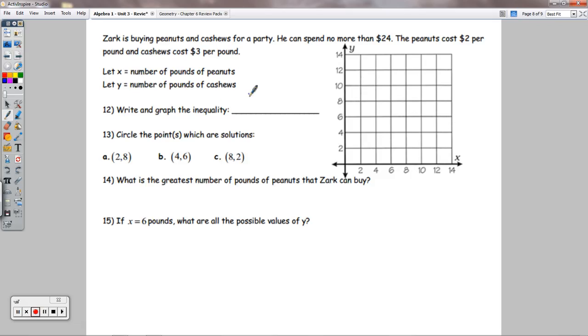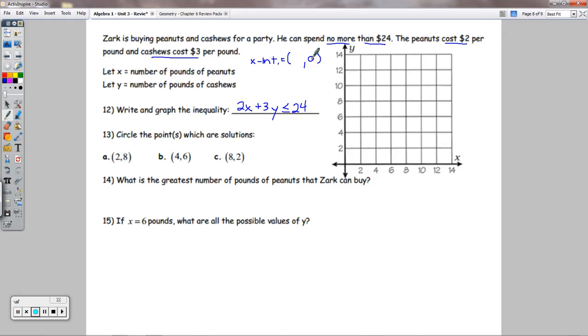So write and graph the inequality. Peanuts cost $2 per pound, cashews $3 per pound. He can't spend more than $24. So we're saying 2x plus 3y would have to be less than or equal to 24. And I'll use the x and y intercept method to graph this. I think that's a pretty easy way to go in this case.